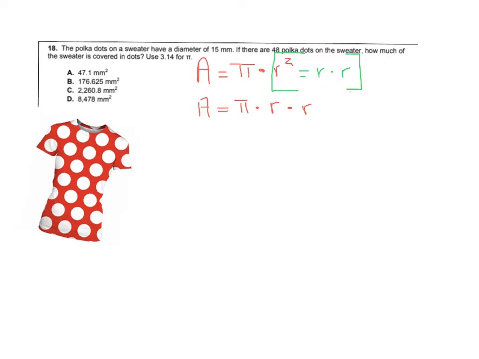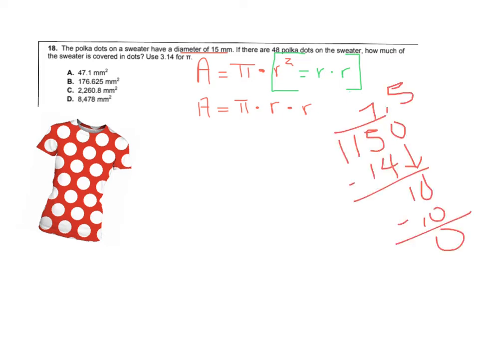So the first thing we need to do is determine the radius from the problem. The problem gives us information about the diameter. It says that the diameter is 15 millimeters, but it does not give us information about the radius. We can use the diameter to find the radius. So using our division to the side, we can go ahead and take 15 and divide it by 2. And so we realize that 7.5 millimeters will be equal to the radius.